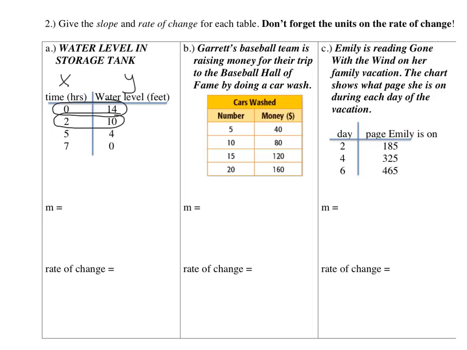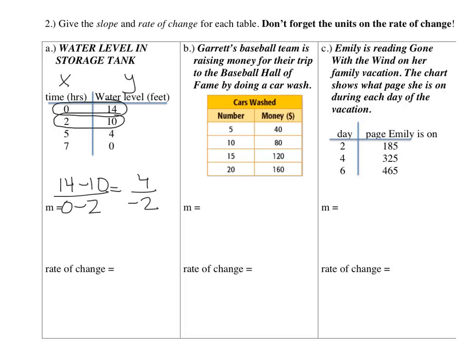So if this is water level in a storage tank, as time goes by, the water level is going to decrease. So time is independent and water level is dependent. Okay? But usually when you're given a chart, the first one is x and the second one is y. You can usually assume that. So now when I go to find my slope here, I'm just going to subtract my y values. So my y values, I'm going to use 14 minus 10, and then I'm going to do 0 minus 2. So then I just subtract. So 14 minus 10 is 4, and 0 minus 2 is -2.